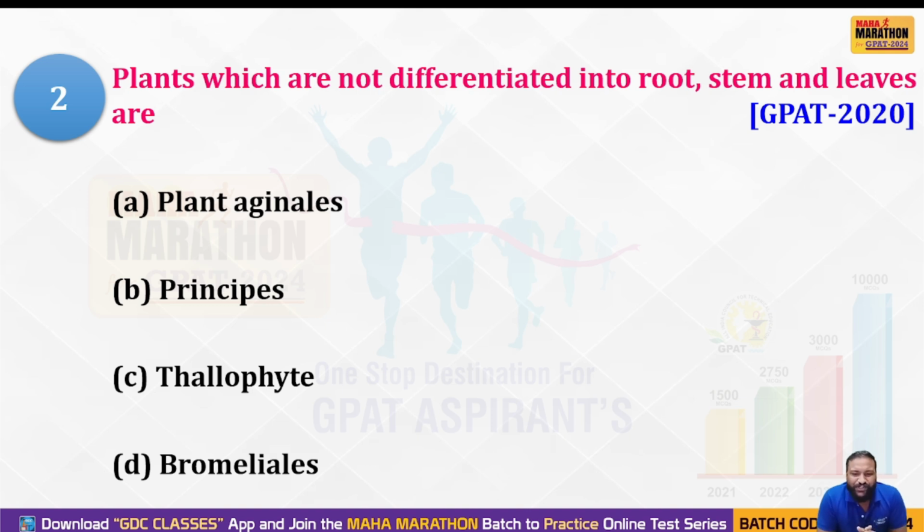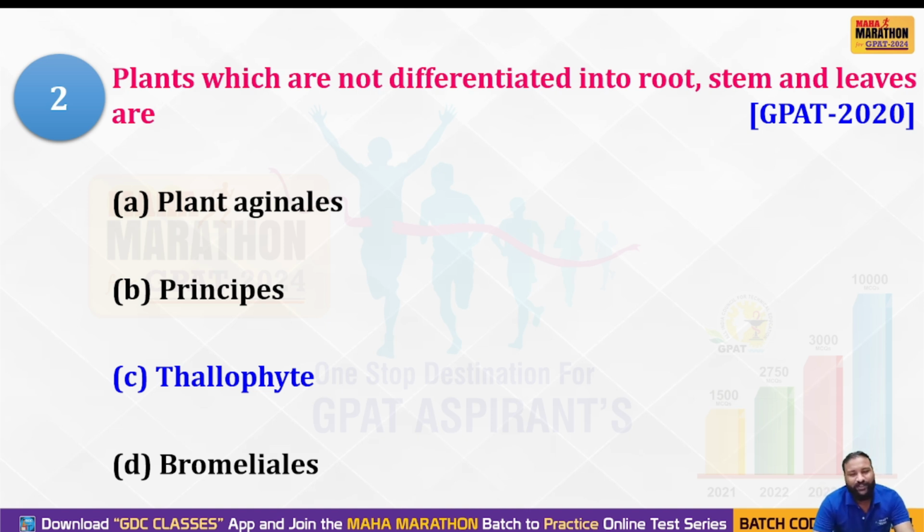Yes, we'll go to the next question, that is the second question in this test series 2: the plants which are not differentiated into root, stem and leaves are. Option A, Gymnosperms; Principes; Thallophyta; and Bromeliads, option D. Tell me which one is the right answer. This question was given in the GS examination 2020. Which plants do not differentiate into root, stem and leaves? I think that is option C. Yes, that's the right answer. Thallophyta is the right answer.